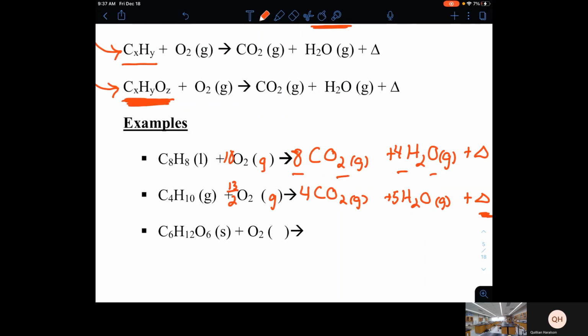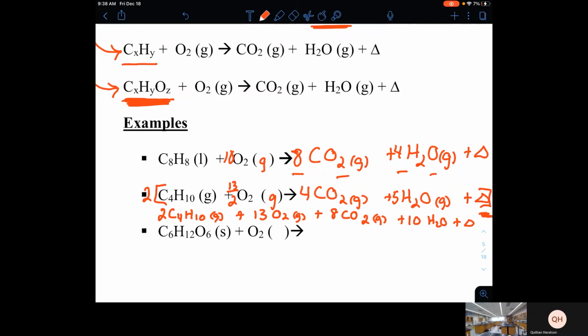And one of the things we said is we can't leave it this way. We have to go back and multiply everything by 2 to get rid of that fraction of 13 over 2, which means we get 2C4H10 gas plus 13 O2 as a gas plus 8 CO2 as a gas plus 10 H2Os plus I get my delta here. And now it's balanced.